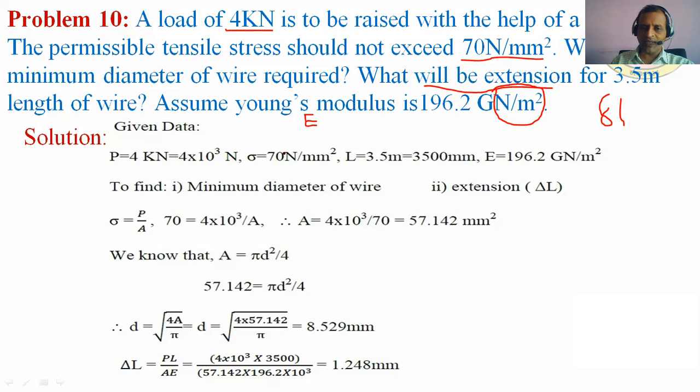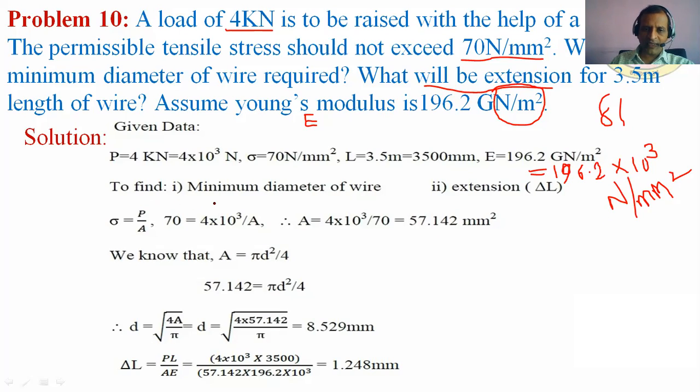Then sigma is equal to 70 Newton per mm square. So length L is equal to 3.5 meter. So this meter converted into a mm. So it becomes 3500 mm. So E is equal to 196.2 giganewton per meter square. So if you convert this into mm square, it becomes 196.2 into 10 to the power of 3 Newton per mm square it is. So if you convert it into mm square, right?